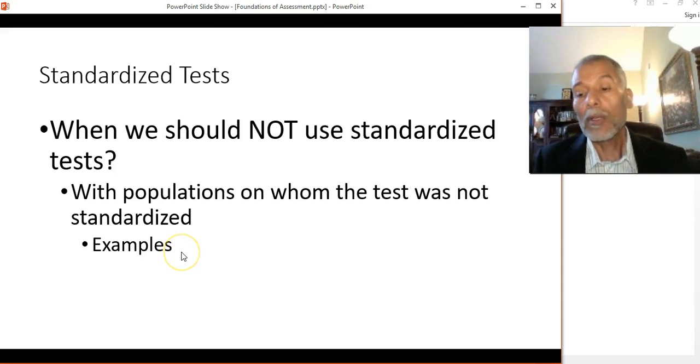Another example is if someone has a severe disability like head injury or autism, and they cannot comprehend the standardized testing, and the population on which the test you are using was standardized didn't include a significant number of people with autism or head injury. Then the test would not be valid in that case. So what you do is you look for alternative assessments.